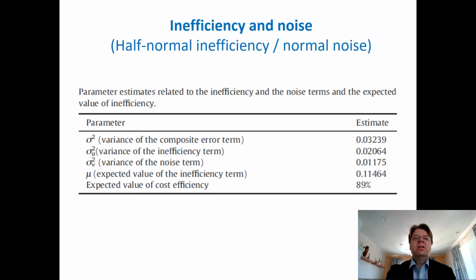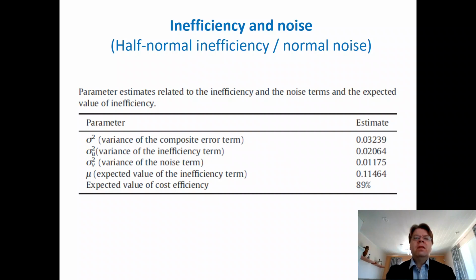And by comparing this sigma squared U, the variance of the inefficiency term, and sigma squared V, the variance of the noise term, we can see that approximately 2/3 of the variance here is attributed to the inefficiency term and 1/3 is left to the noise term. We can also estimate what is the expected value of the inefficiency term and translate that to the percentage efficiency. So we find that the expected value of cost efficiency according to the StoNED estimation is 89%.